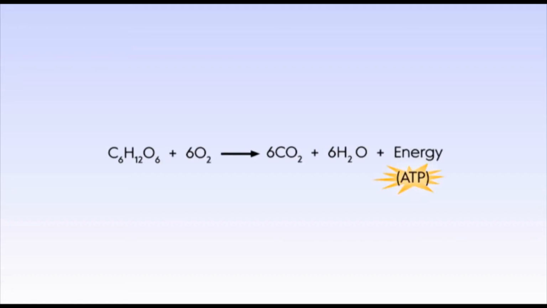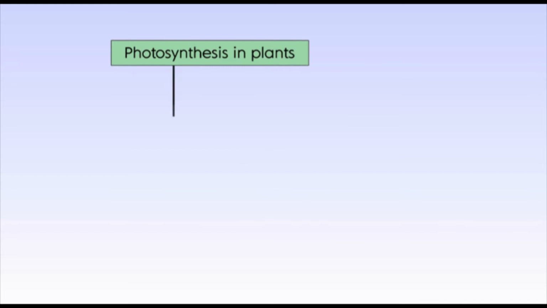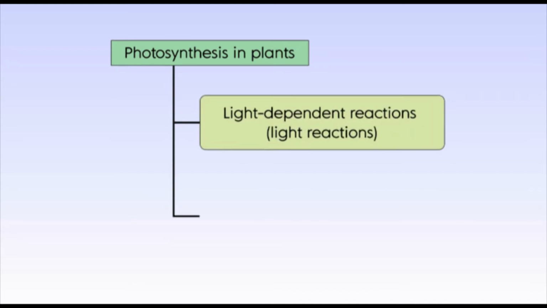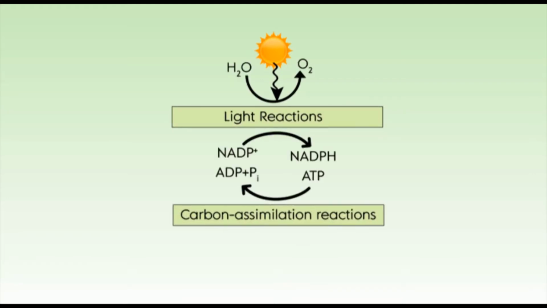The overall equation for photosynthesis in vascular plants describes an oxidation-reduction reaction in which water donates electrons as hydrogen for the reduction of carbon dioxide to carbohydrate. Photosynthesis in plants encompasses two processes: the light-dependent reactions or light reactions, which occur only when plants are illuminated, and the carbon assimilation reactions or carbon fixation reactions. In photosynthetic eukaryotic cells, both the light-dependent and the carbon assimilation reactions take place in the chloroplasts.